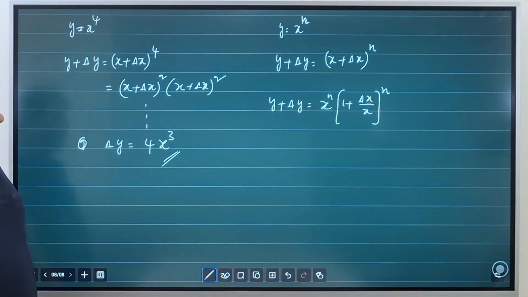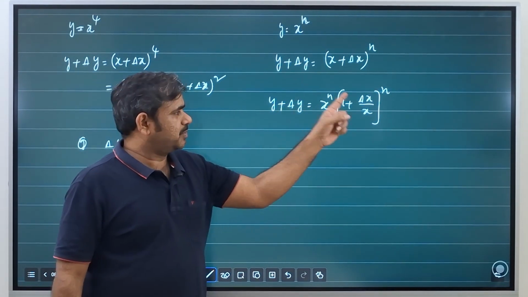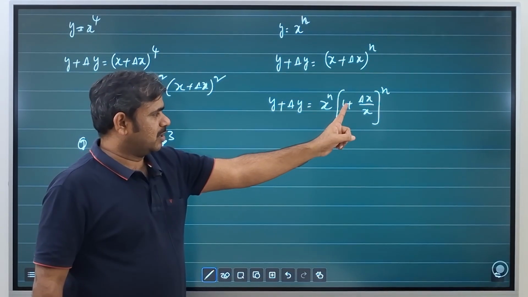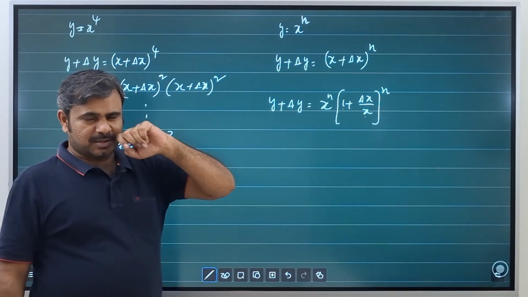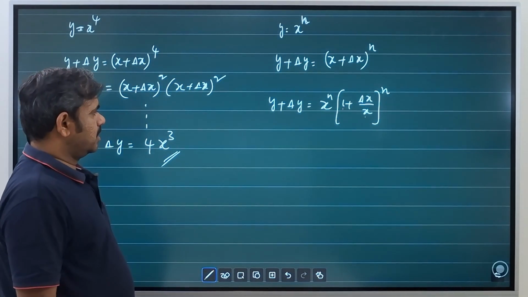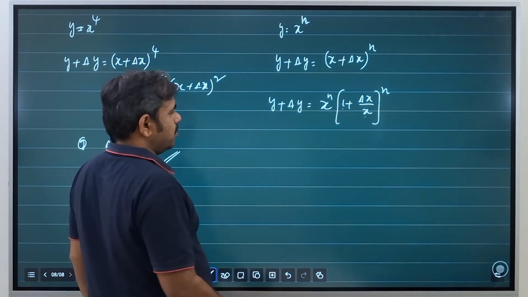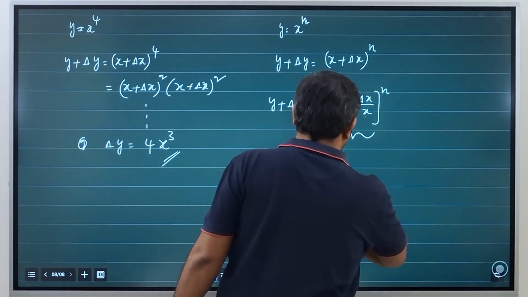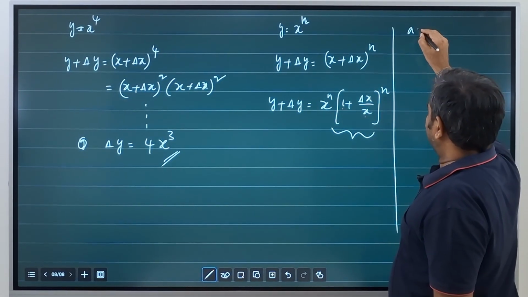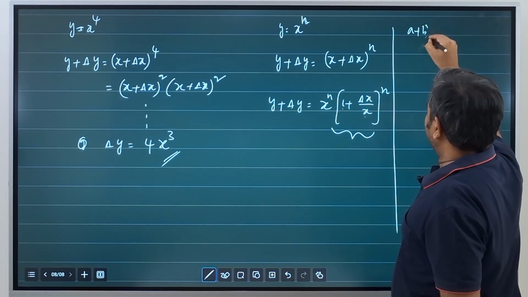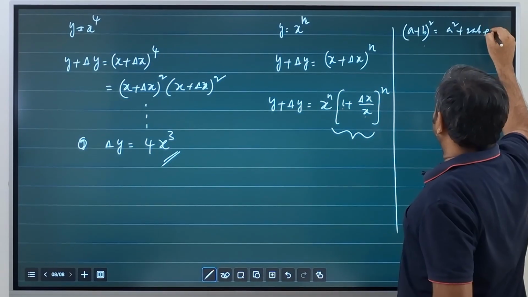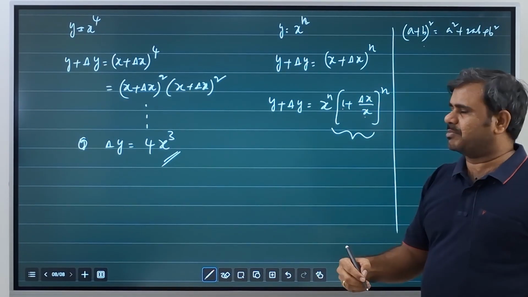I took x to the power of n common. When x power n comes out, you will have 1 in the left term and x in the denominator of the right term. Okay. Now we have something called binomial expansion. Binomial expansion is very simple. You know, a plus b whole square is equal to a square plus 2ab plus b square. This is how we expand a plus b whole square.